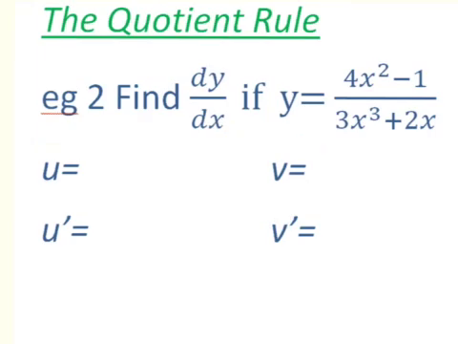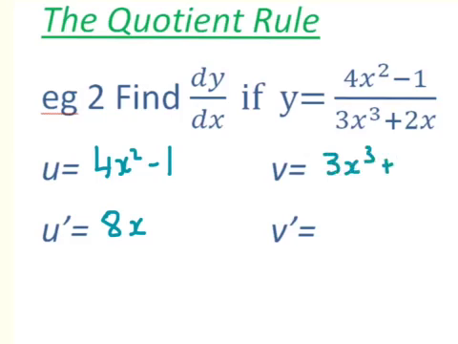Now for the second example, you might want to press pause in fact and have a go at it yourself and then check in once you've had a go. So here u is quite clearly 4x squared minus 1, and u dash, the derivative of u, is going to be 8x, isn't it? Okay, so v, well, v's right there, it's 3x cubed plus 2x, and the derivative of v is going to be 9x squared plus 2.